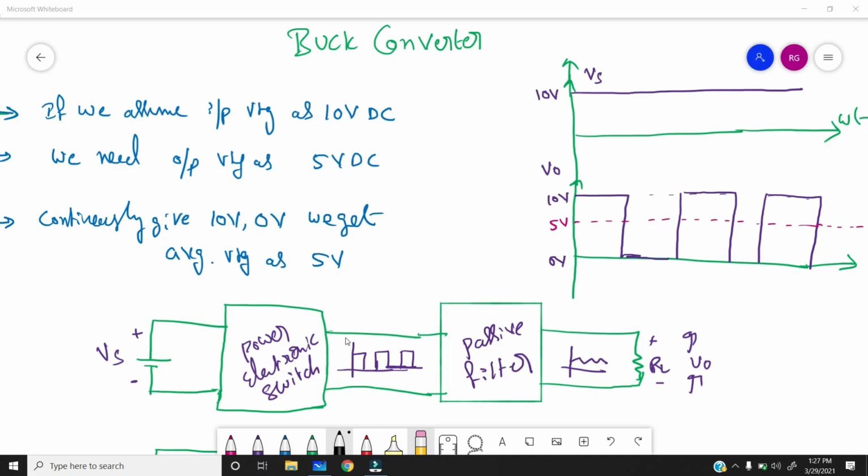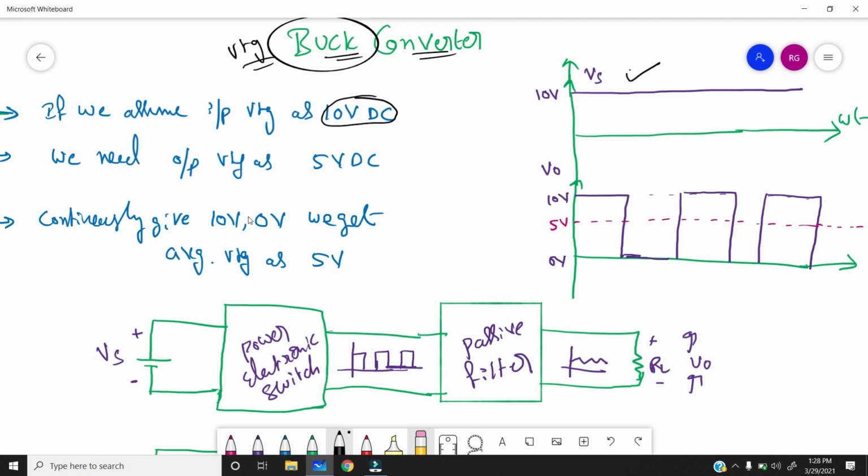First of all, let's discuss the buck converter. Buck converter, as its name indicates, is about the voltage. It is a voltage buck converter. I already told you, right? For example, I am taking 10 volts DC as the input.